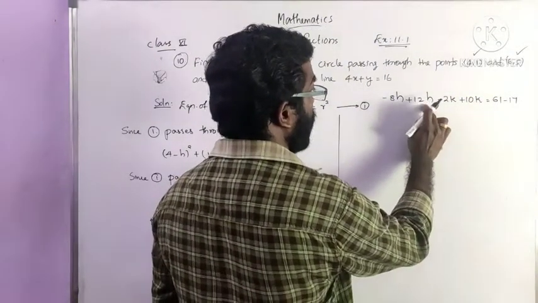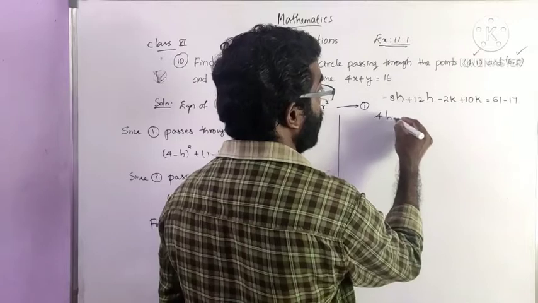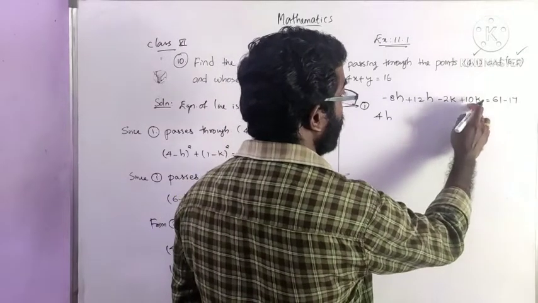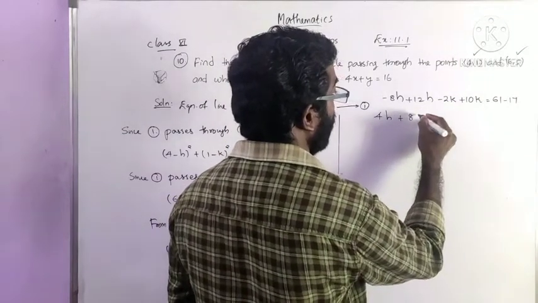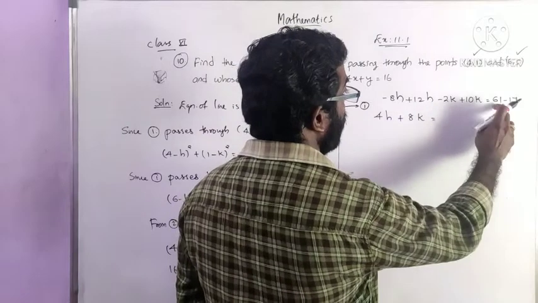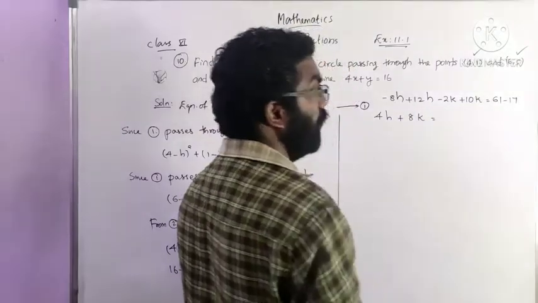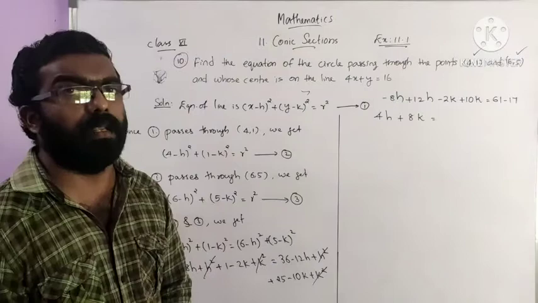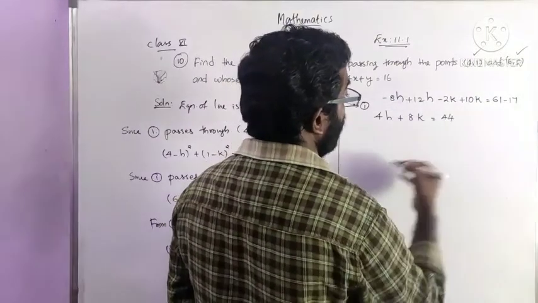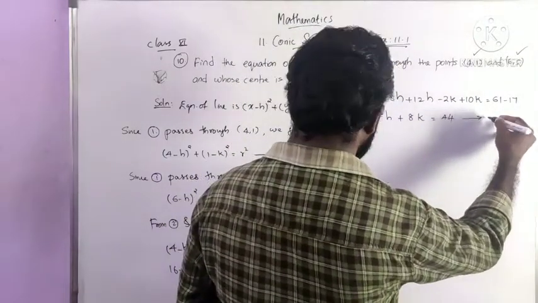Minus 8h plus 12h, that is 4h, minus 2k plus 10k plus 8k, which is equal to 61 minus 17. What is 61 minus 17? It is 44. We can take it as equation number 4.